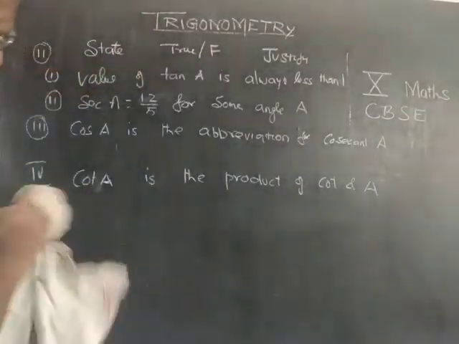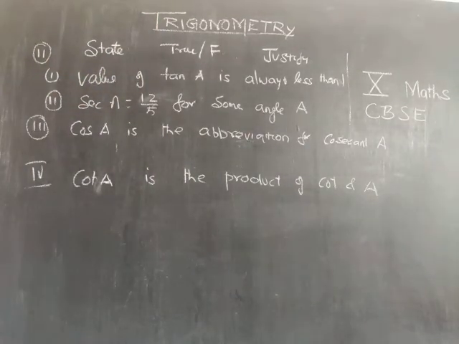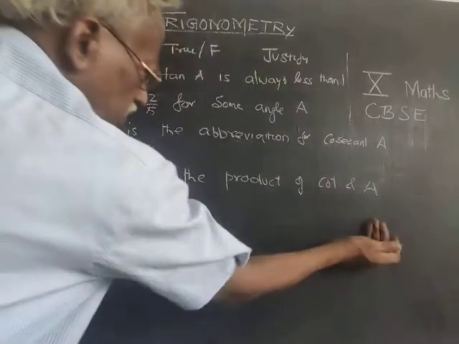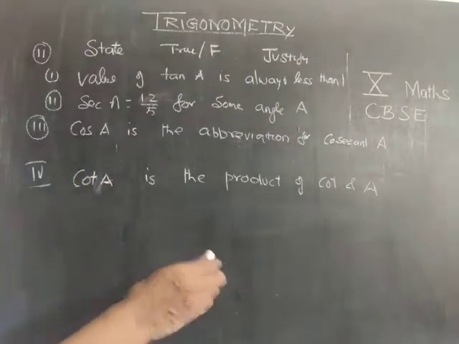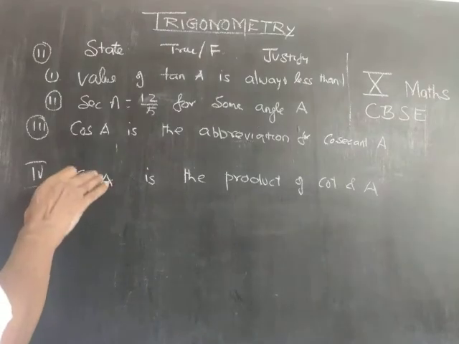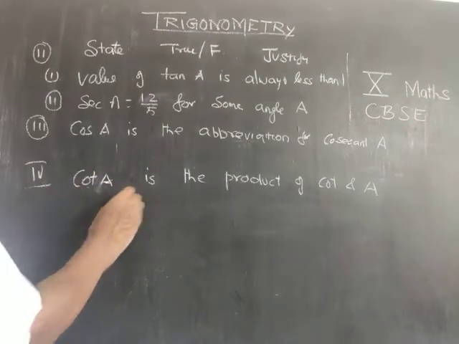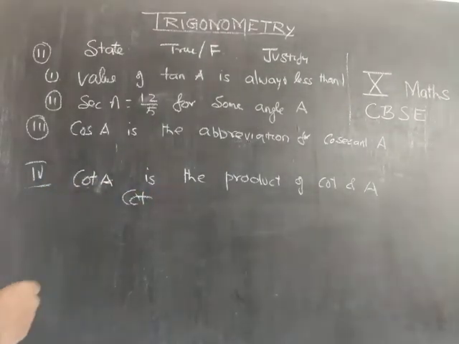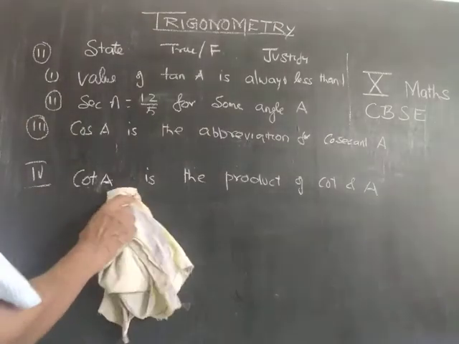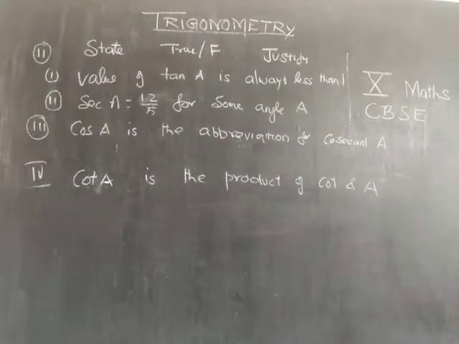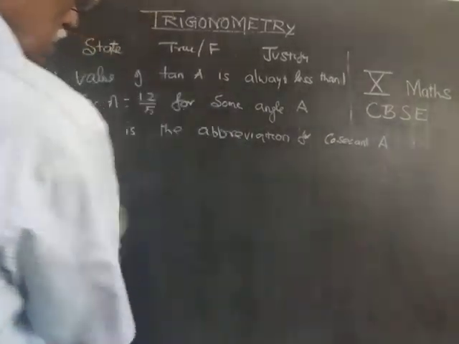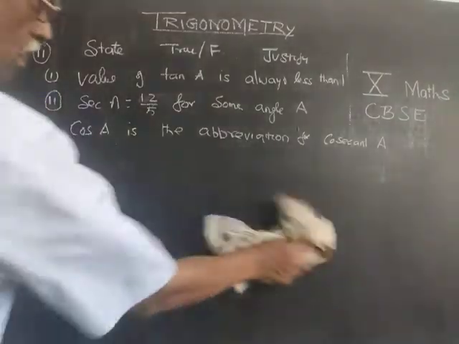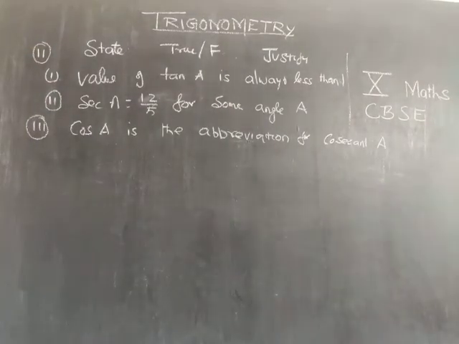Now I go for the previous one. Cot A is the product of cot and A. Very simple, very good question. But it is also false, because cot A is inseparable, like twins. You cannot separate them. It has meaning only as cot A; cot alone has no meaning. So cot A cannot be written as the product of cot and A. So this is wrong, false. Cot A is a trigonometric ratio.